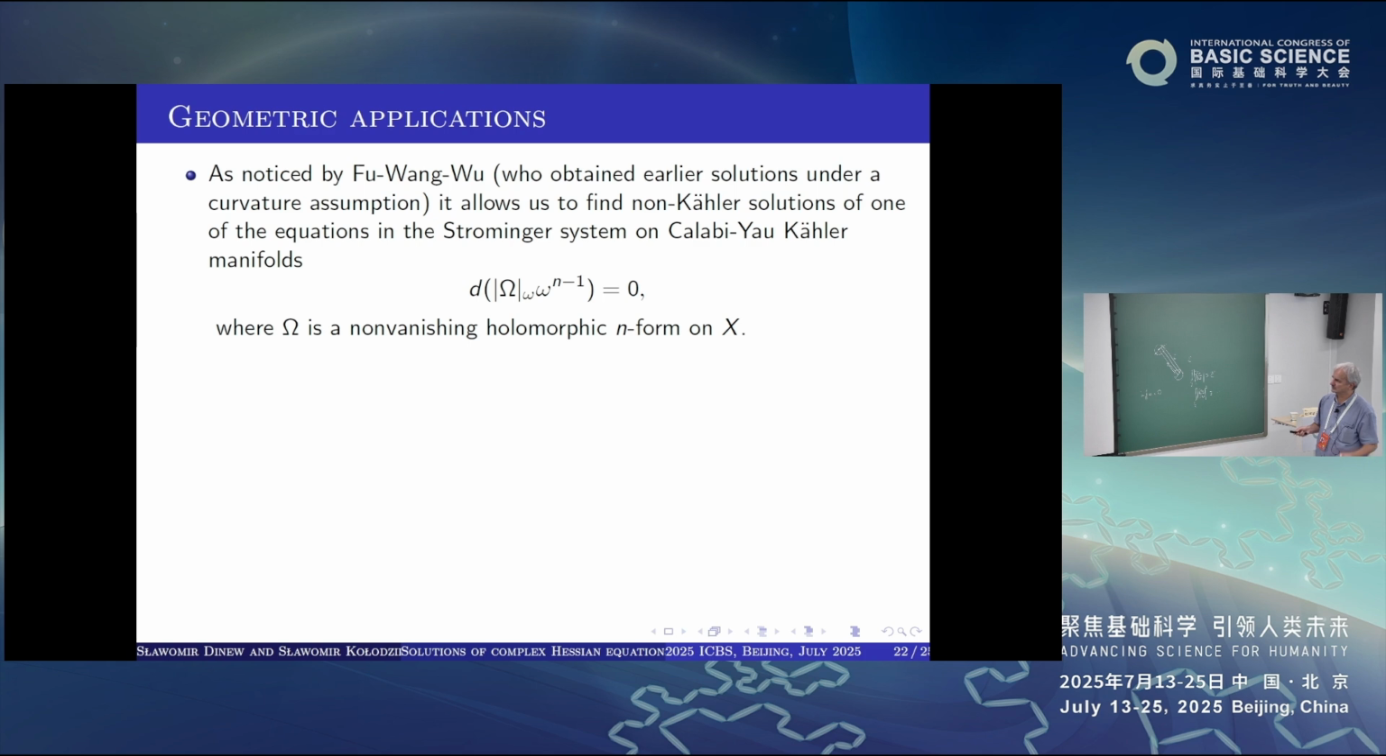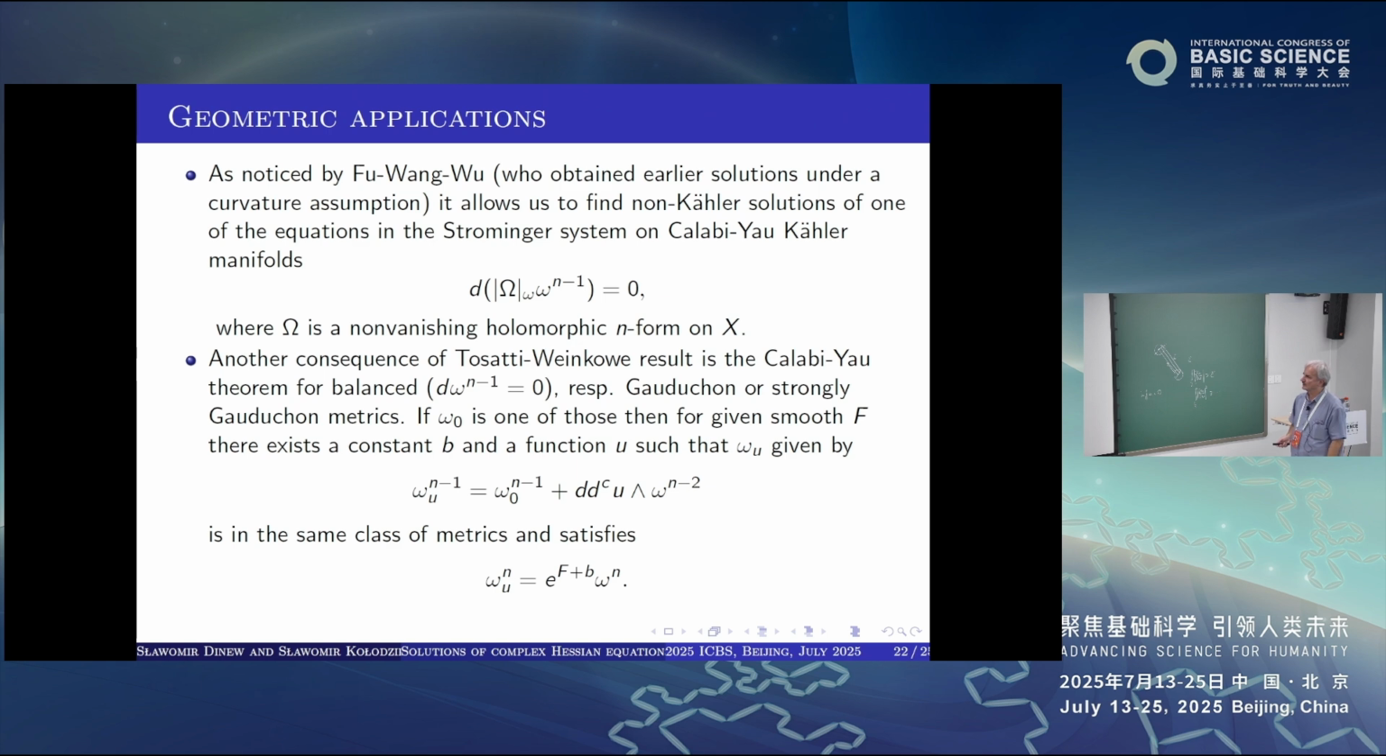So omega is, I think it also appeared in the first talk today, the non-vanishing holomorphic n-form on X. And you want to solve this. So solving this form type equation, you get this. The same equations also give you a Calabi-Yau type theorem for balanced metrics, for Gauduchon metrics, and for strongly Gauduchon metrics. Balanced is defined here. Gauduchon will be defined on the next slide.